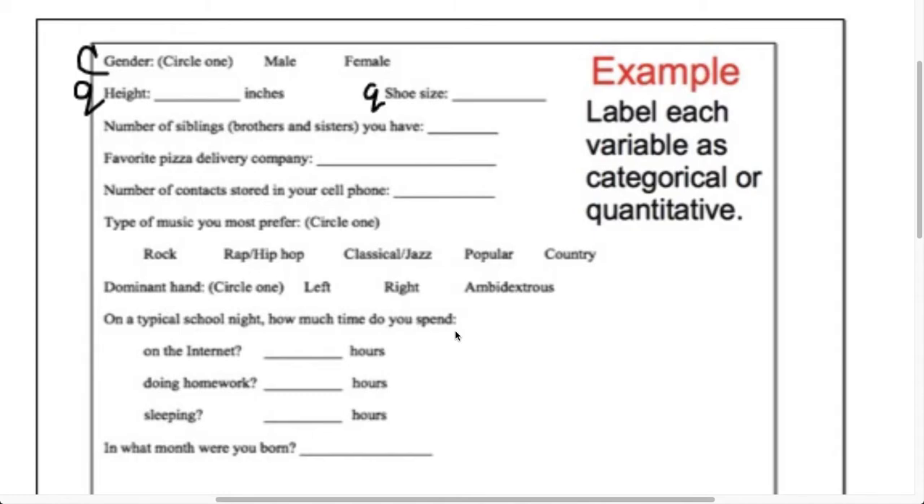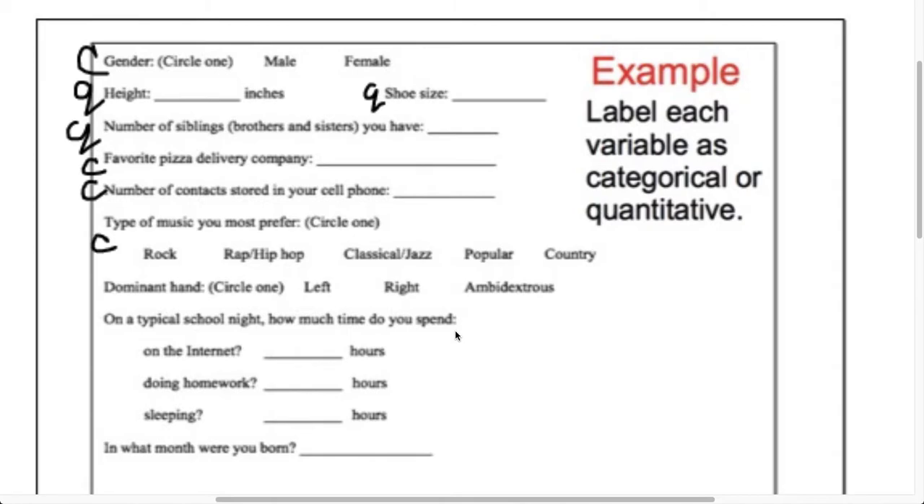Okay. The number of siblings that you have. Again, if we're talking like economic type of data, it might be helpful to find, if you average this many siblings, your family might be in this or that type of economic standing. So that would be quantitative. Favorite pizza, again, that doesn't even involve numbers, so categorical. Number of contacts stored in your cell phone, can probably call categorical. You could find the average number of contacts that somebody has, but what is that going to help with us?